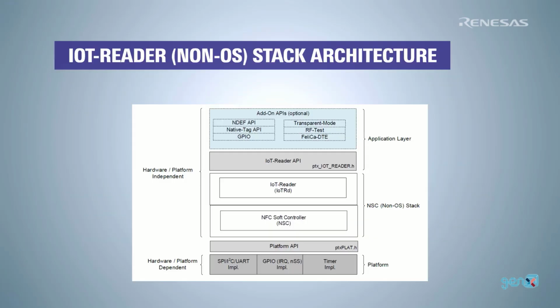Next, as we look at the architecture of the non-OS stack, we can see the 3 layers: the application layer, the hardware independent layer, and the hardware dependent layer. The hardware or platform dependent layer is the one where we define the pin configuration, settings for communication protocol, and settings for timers and interrupts. Once these have been set, we can work with the components in the application layer, which is primarily defined in the IoT reader file. This file consists of the API definition and interfaces for the different NFC protocol implementation that comes built in with the SDK.